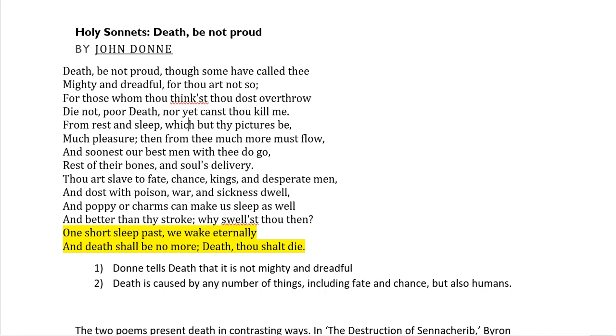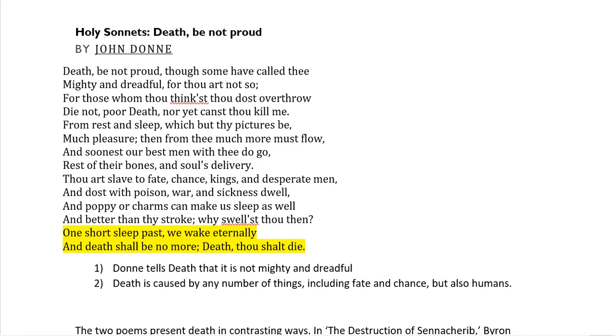So, first trick, just count the syllables in a line. "Death be not proud, though some have called thee": 1, 2, 3, 4, 5, 6, 7, 8, 9. Weird one. "Mighty and dreadful": 1, 2, 3, and dreadful, 5, 6, 7, 8, 9, 10. Ten syllables. "For those whom thou thinkst."